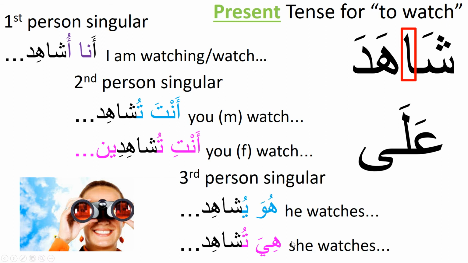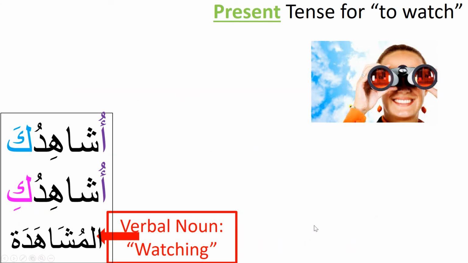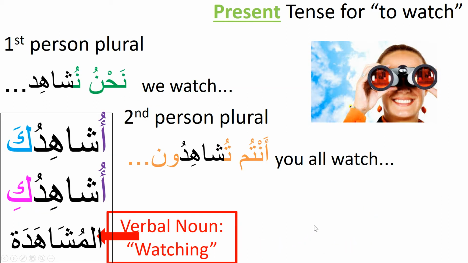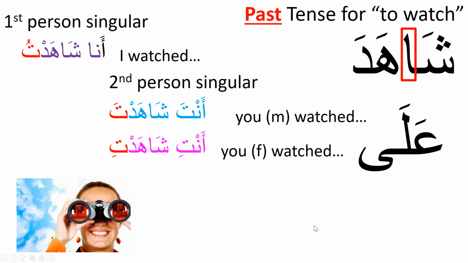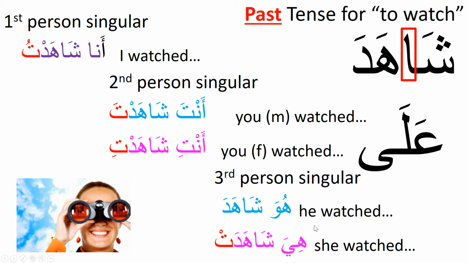The next verb we introduced to you in 131 in present tense was shahada, but we're going to conjugate it now in past tense to help you prepare for Arabic 132. So if you wanted to say, I watched, for instance, a movie, ana shahadtu. Notice the stem changes here, right?